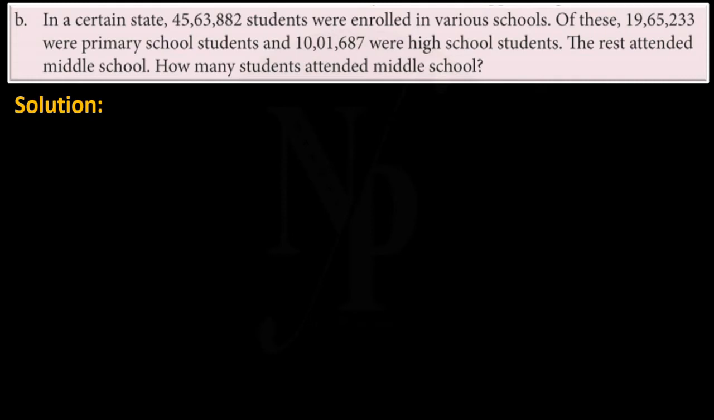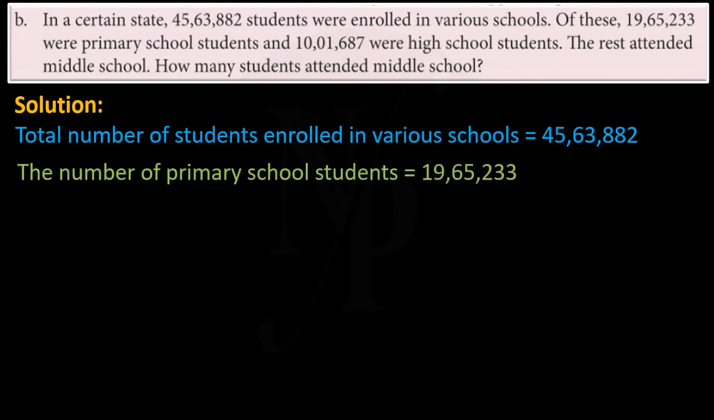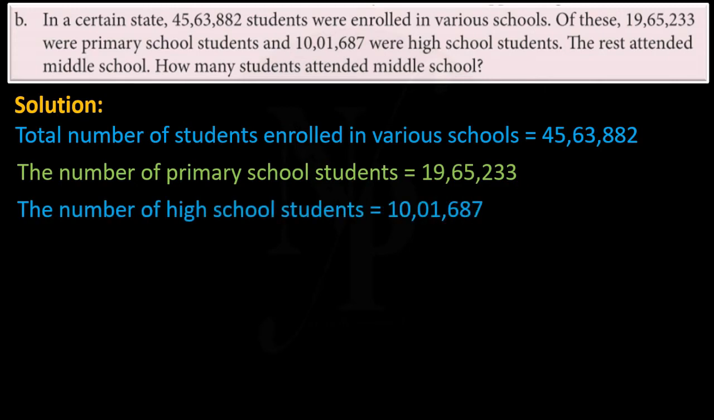Solution. Total number of students enrolled in various schools is equal to 45,63,882. The number of primary school students is equal to 19,65,233. And the number of high school students is equal to 10,01,687.